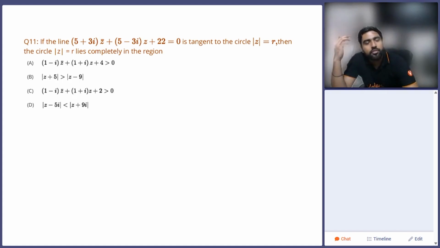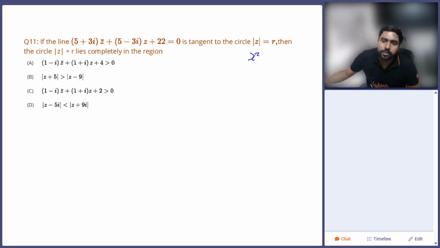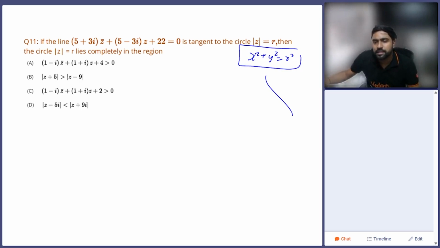So we have a line (5 plus 3 iota) z conjugate plus (5 minus 3 iota) z plus 22 equal to 0. It is tangent to the circle x square plus y square equal to r square. So basically, I can just say that the distance of that line from origin will be directly equal to the radius. And the circle modulus z equal to r lies in which of the following regions is the question.